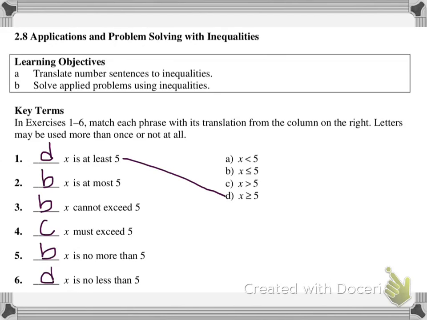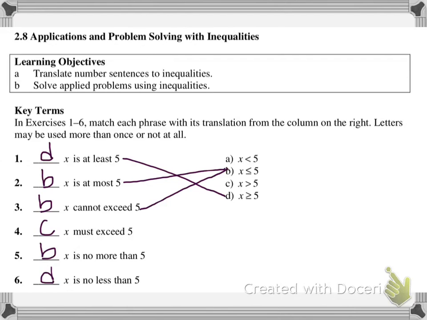X is at most 5. Well, that's going to be B. X is less than or equal to 5, meaning it can still be 5, but that's the highest it can be. Number 3, X cannot exceed 5. That is also B. It can be 5, and it can be anything less than 5, but it can't be more than that.